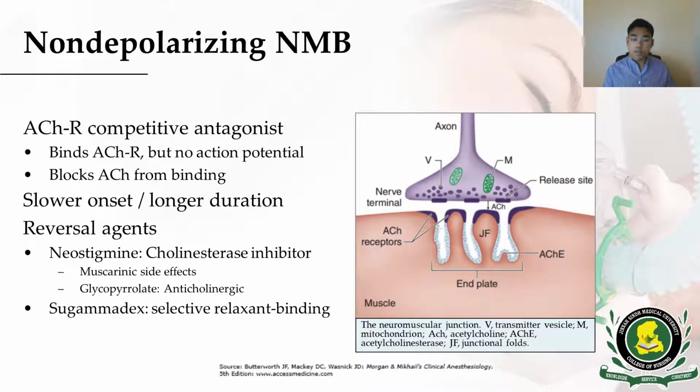So non-depolarizing muscle relaxants bind acetylcholine receptors but act as a competitive antagonist because they do not cause an action potential. And so while you can have spontaneous reversal of the block through diffusion and metabolism, this may take hours. So thankfully we have pharmacologic reversal agents. And this includes neostigmine, which is a cholinesterase inhibitor. And this inhibits acetylcholinesterase activity, which increases the amount of acetylcholine in the neuromuscular junction to overcome the effects of the non-depolarizing muscle block.